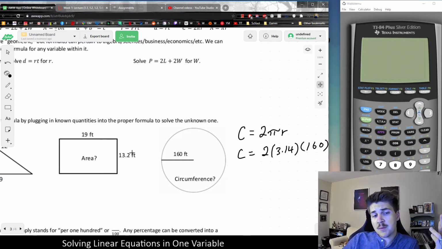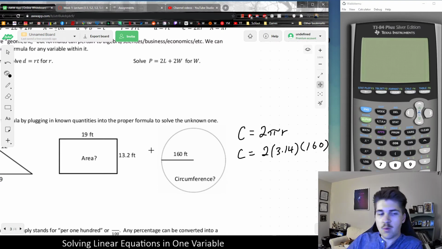A lot of times formulas have implied units. Notice that 2 had no units. It's just a multiplier. Pi, no units. But this was in feet. The circumference is going to retain the same units, feet, as our original one. Whereas sometimes formulas will square the units, or change the units, which we often refer to as dimensional analysis, which is a very important thing in physics, chemistry, etc.